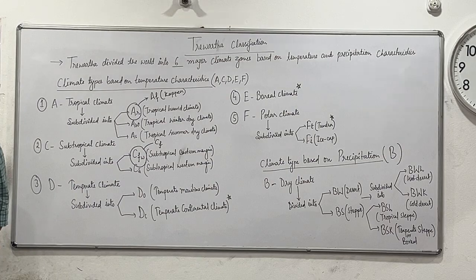So when you talk about the Trivarta classification, there are some important observations we have with regard to it. I mean to say the evaluation which you followed for the Koppen classification, the same evaluation you can copy-paste for the Trivarta classification also. Why?